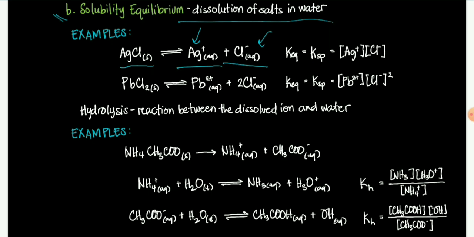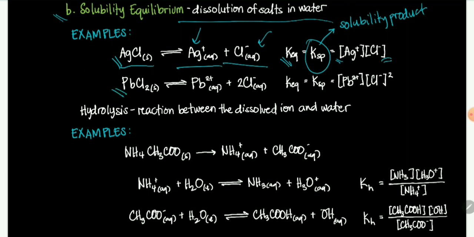Pero sa case na to, since hindi masyadong soluble yung AgCl sa ating solvent, we need the Cl- in the expression. So, KEQ is usually expressed as KSP. So, this is the solubility product constant. Okay, so the solubility product constant is the KEQ for this case. So that's equal to the concentration of Ag plus times the concentration of Cl minus in solution at equilibrium.